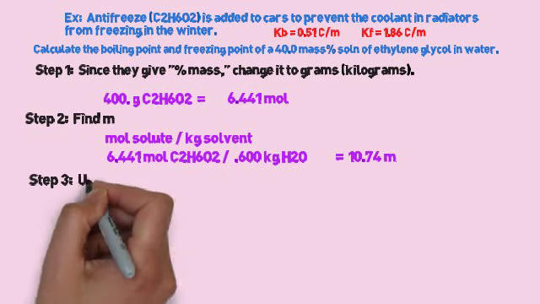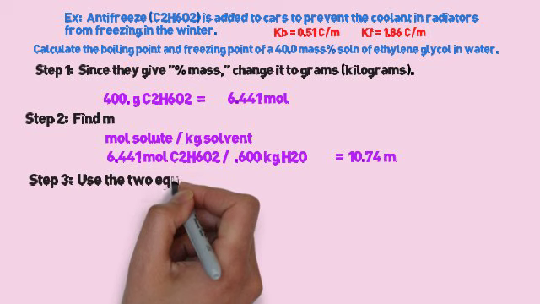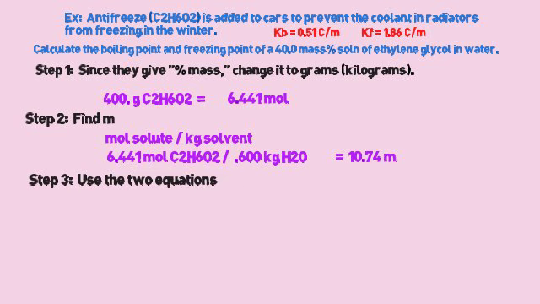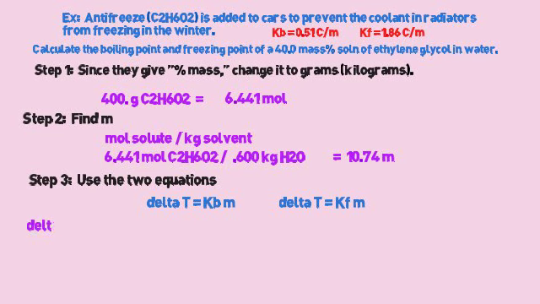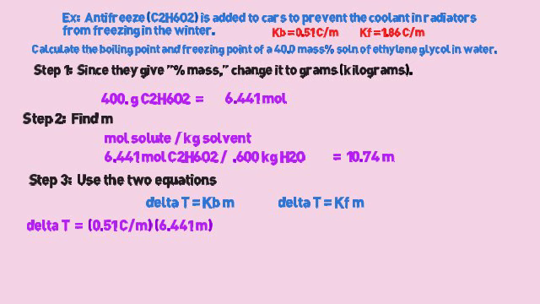Step 3, use the two formulas that we just showed you. And here they are, if you've forgotten already. Delta T, the boiling point constant times molality, and delta T for the freezing point constant times molality. Remember, this just shows you change in temp. So let's do it for the boiling one. And the answer is 3.3 degrees Celsius.